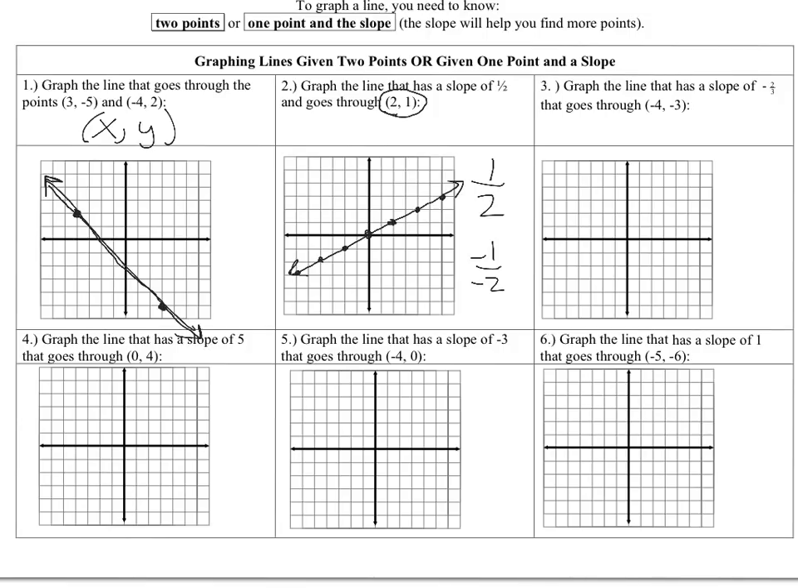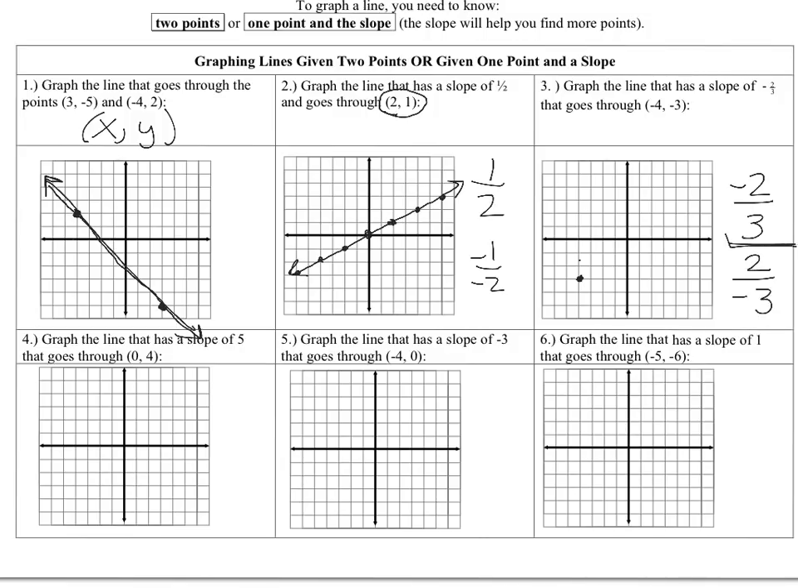Now number 3 says graph the line that has a slope of -2/3 that goes through (-4, -3). So I'm going to start again at (-4, -3). That's x and then y, so I go -4 is to the left 4 and then down 3. And so there's (-4, -3). And now when I'm graphing the slope of -2/3, that can be written as -2 over +3, or the unsimplified version would be +2 over -3. So just think about what that means.